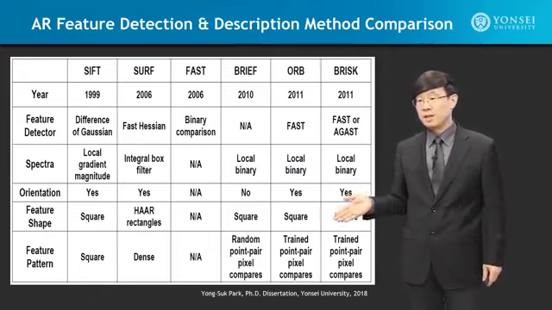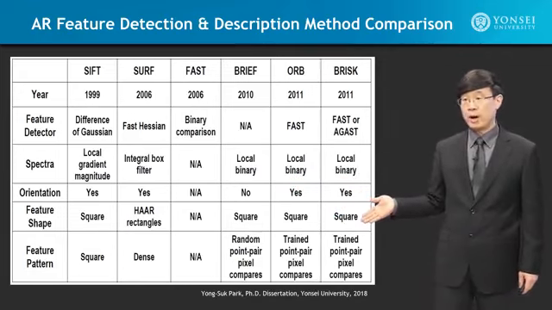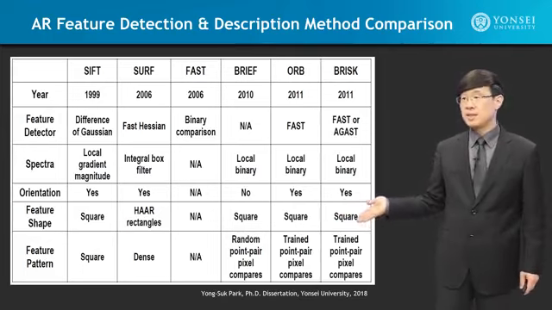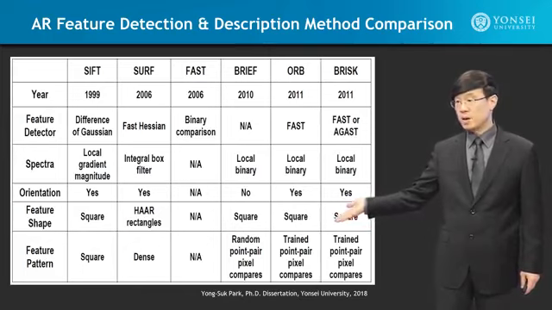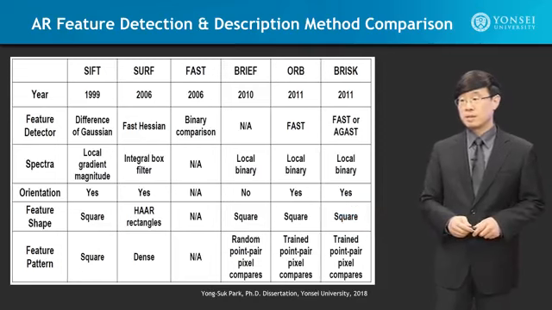Then we have the feature pattern, in which SIFT will use square, SURF will use dense techniques, and you can see that BRIEF will use random point pair pixel technology, and ORB and BRISK will use trained point pair pixel comparison.